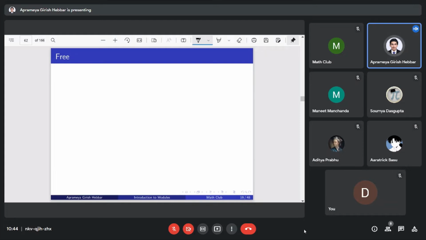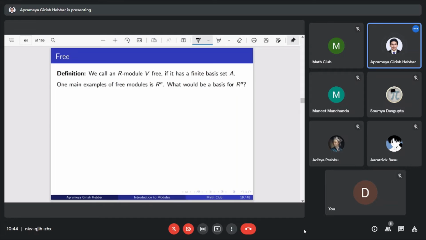So what is a free module? We are talking about free modules, free modules of rank n. Let's see what free means. We call an R module free if it has a finite basis. That means you have some finite set a1 up to an such that they are independent as well as the span Ra equals V. One of the main examples of free modules is R^n.